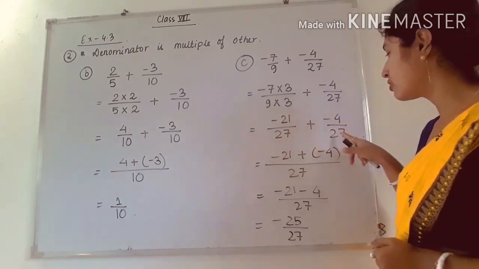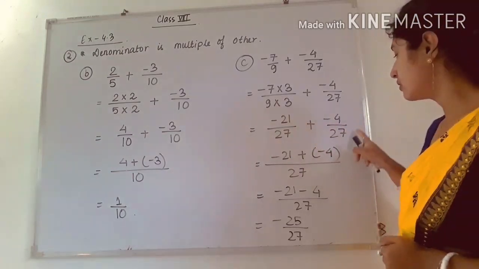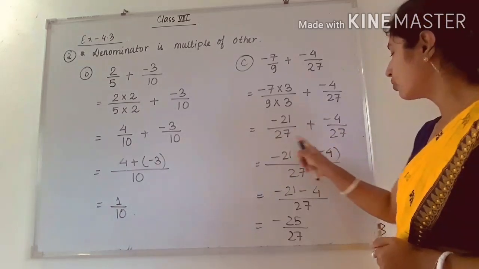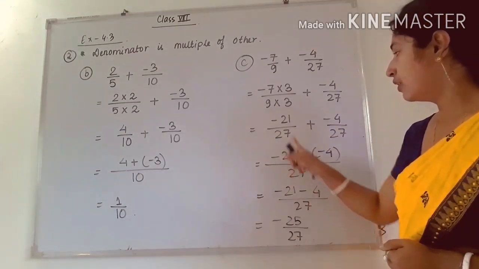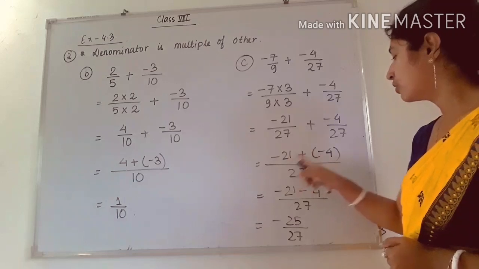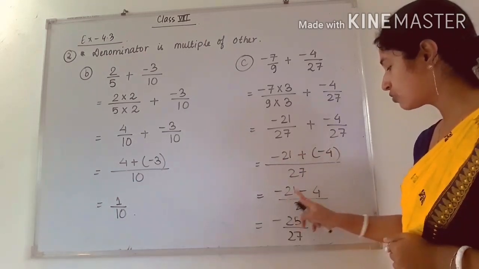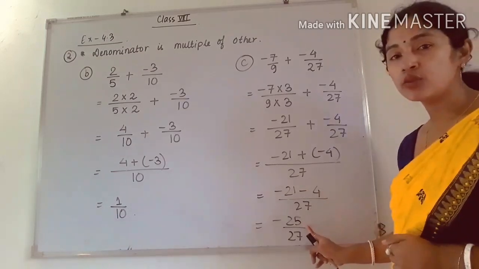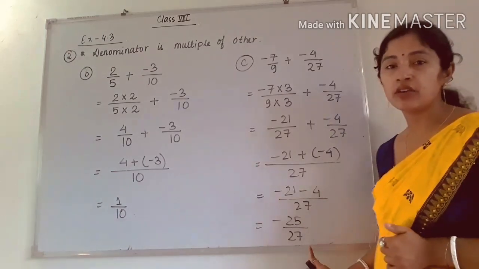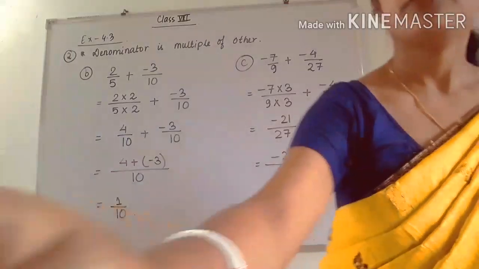So now you can easily solve. This is now the same as question number 1. So take 27 as LCM. In the numerator, both numbers will get added because both are in negative sign. So minus 21 minus 4 will be minus 25. So minus 25 by 27 is the final answer.